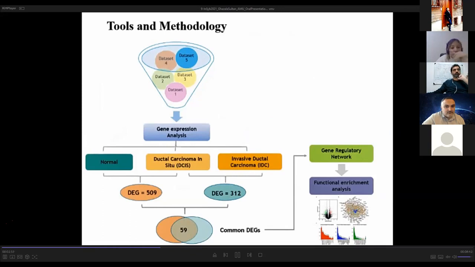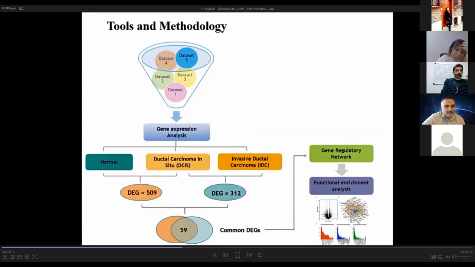And when we compare the genes which are specifically responsible for the development from ductal carcinoma in situ to invasive ductal carcinoma, we found that there are a total of 312 genes which might be responsible for the progression of ductal carcinoma in situ to invasive ductal carcinoma.